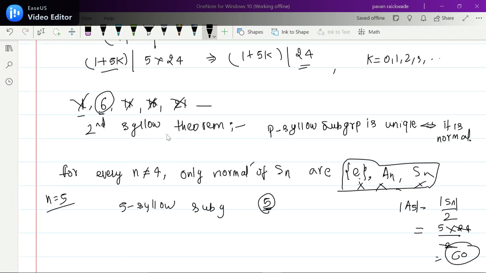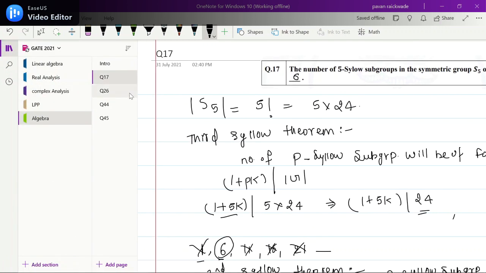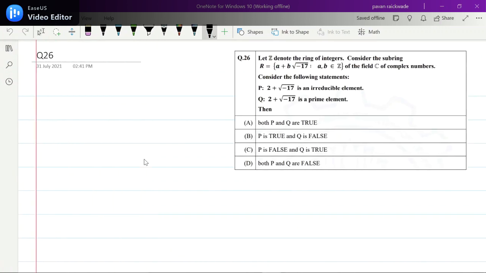Yeah. So this is our final answer to this question number 17. The number of 5-Sylow subgroups in S5 will be 6. Okay. So let's move on to the next question. Question number 26. Question number 26 says we have to check for the statements P and Q whether these are correct or not.